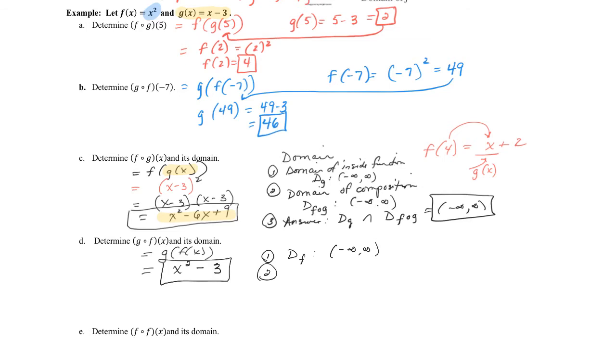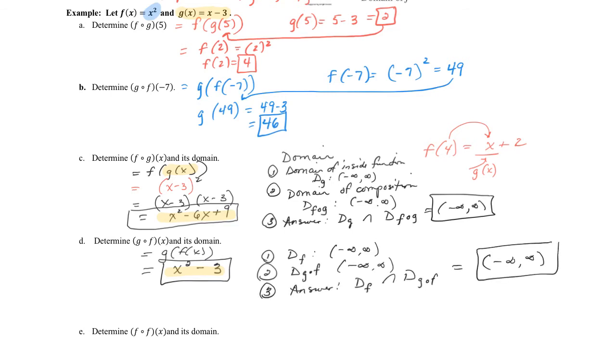And then I'm going to look at the domain of the composed function. So the domain of g composed with f, which is the new function that we just found, which was x squared minus 3. And the domain for that will be negative infinity to infinity. And then, of course, the answer is the intersection of the two. So it's the domain of f's intersection with the domain of g composed with f, which is negative infinity to infinity. And that's my final answer.